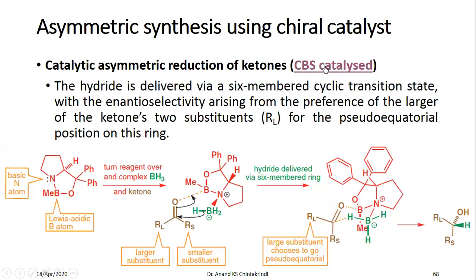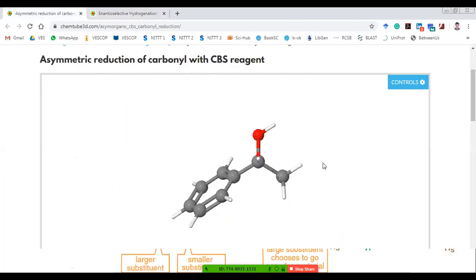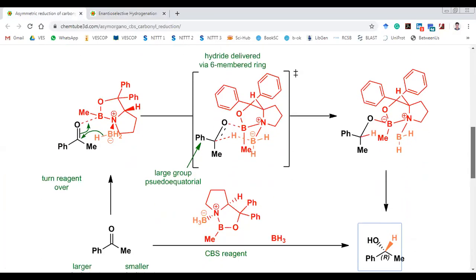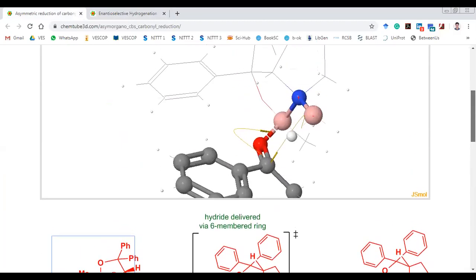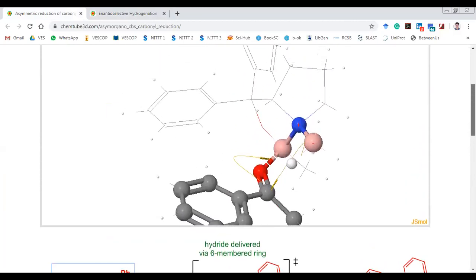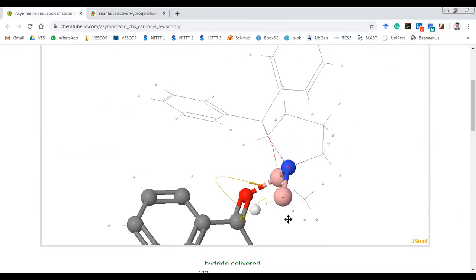What I'll do, I'll click this hyperlink here, and it will take us to the browser window. Now you can see these pink colored balls are the boron atoms. This is the nitrogen, this is oxygen, as you can see.